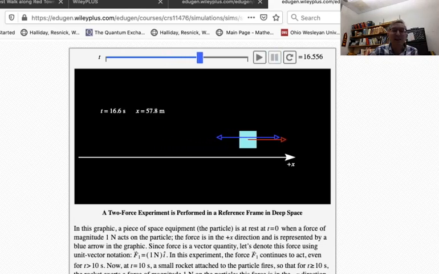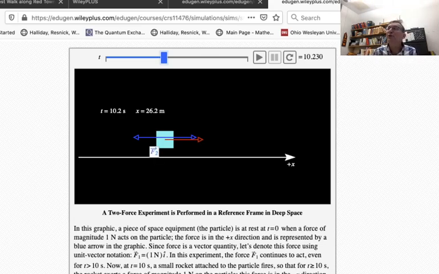At t equals 10 seconds, did you observe what happened? I had the force F1 in the positive x direction, and then at 10 seconds, all of a sudden, another blue arrow pointing in the negative x direction appears. That represents a second force. Something else is now pulling on the box, and it's pulling in the negative x direction. And if I mouse over it, there we are. You'll see it's labeled F2.